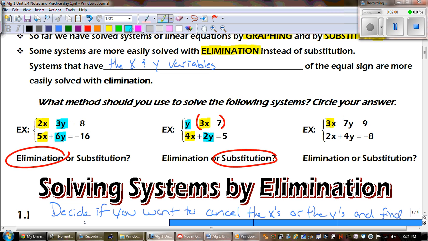Okay, let's look at the next one. I have the x and the y on that side, and the x and the y on that side, and they're on the same side of the equal sign, which means, that's right, I would use elimination.